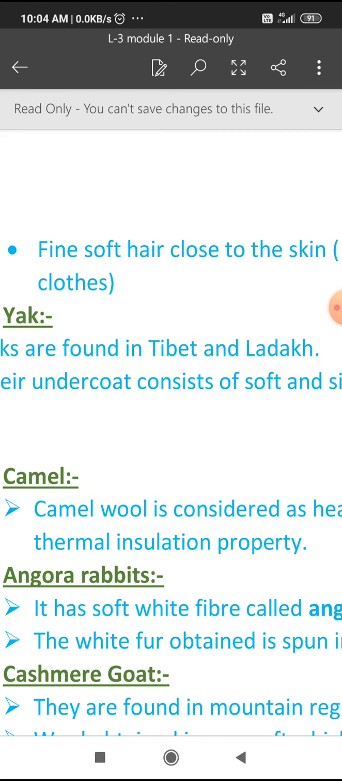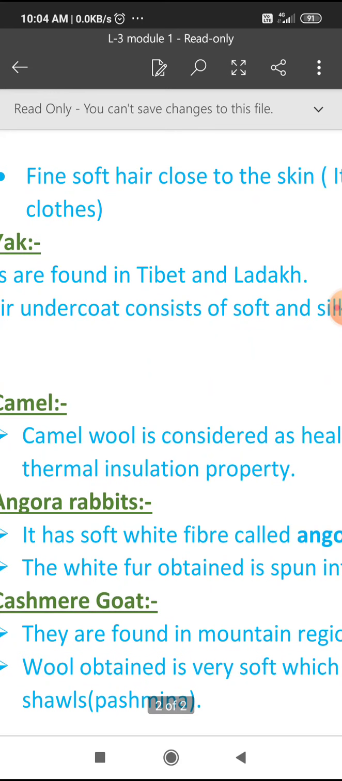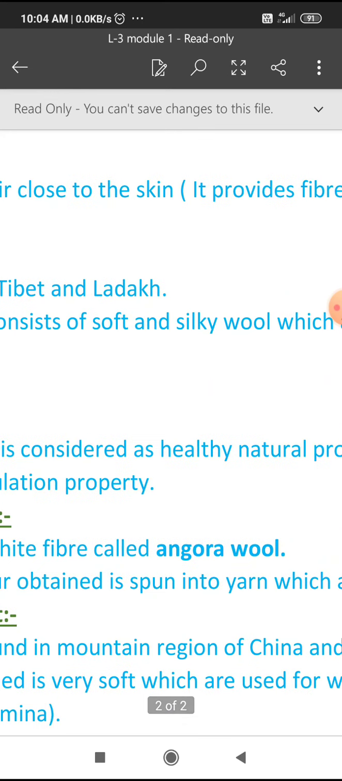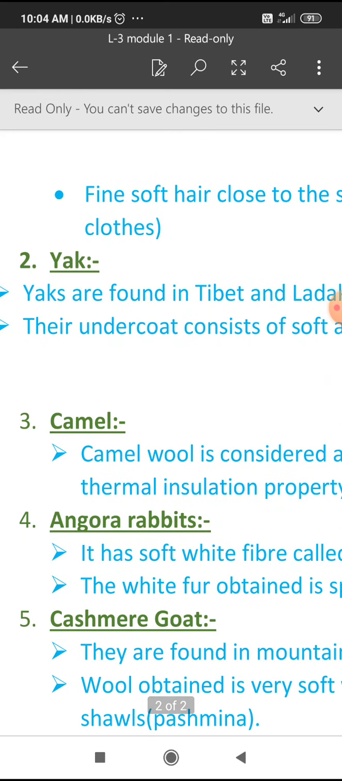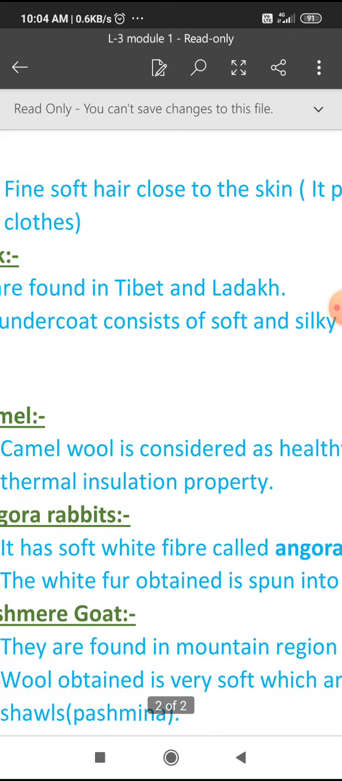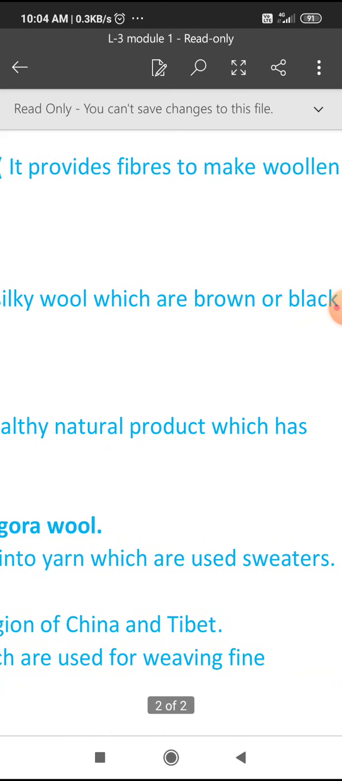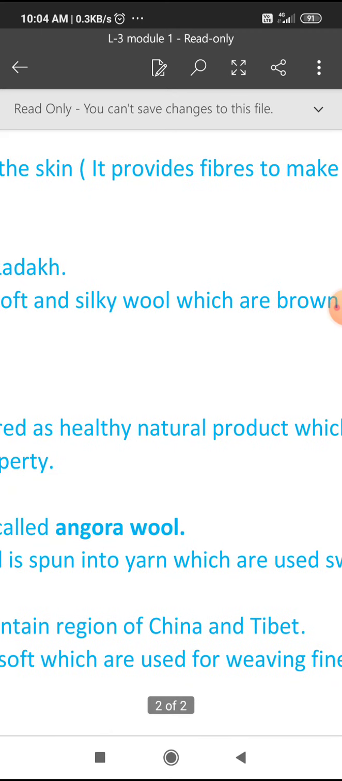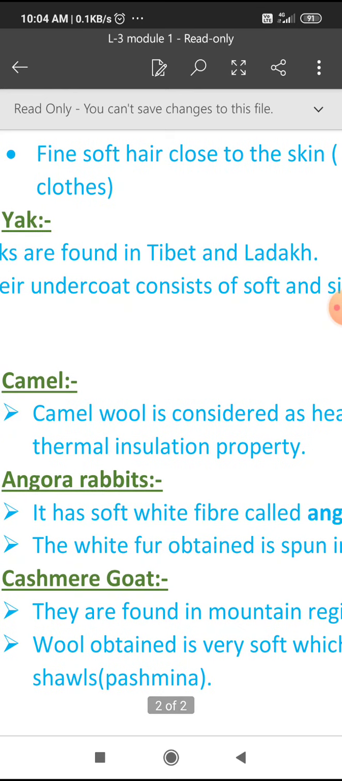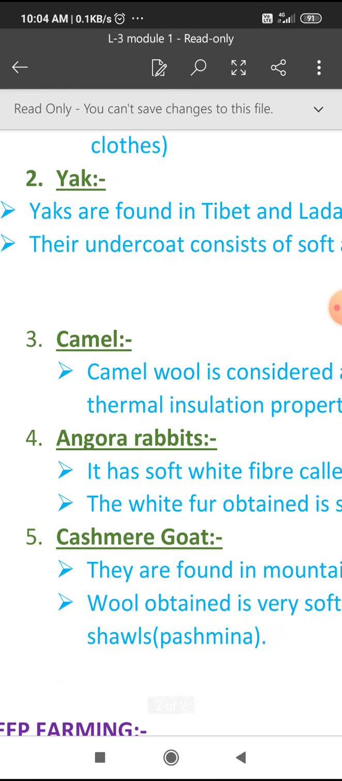Okay, the Angora rabbit has a soft white fiber called Angora wool. Angora is a rabbit. We see that rabbits are very sweet, soft and white in color. They have very soft wool, and the name of that soft wool from the Angora rabbit is Angora wool. The white fur obtained is spun into yarn, which is then used to make sweaters, and those sweaters are very soft.